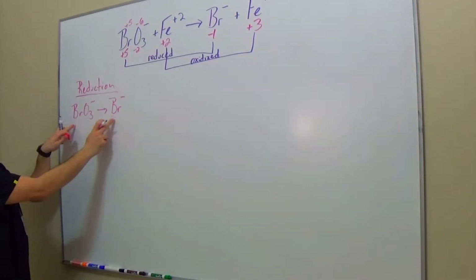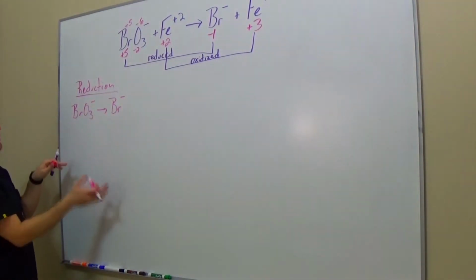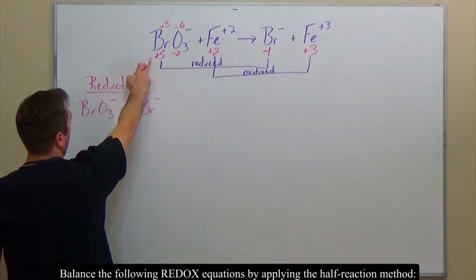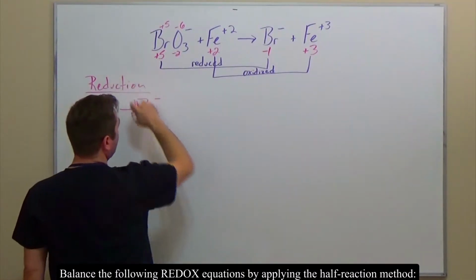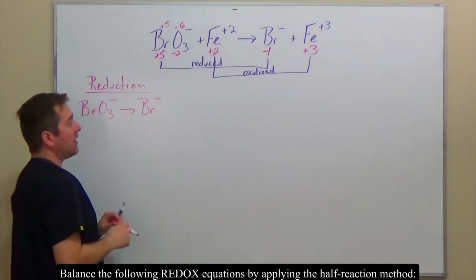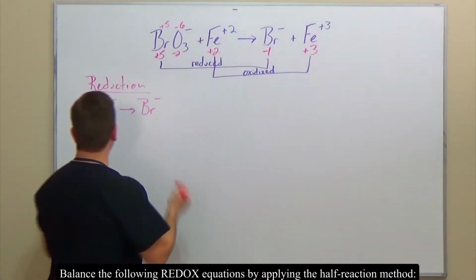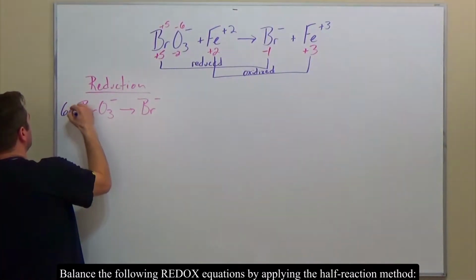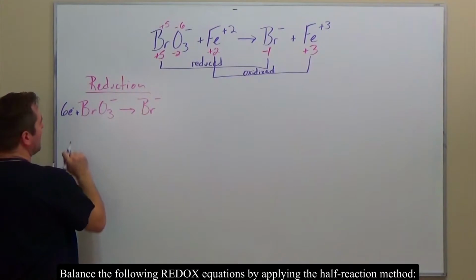Check to make sure that your bromines are balanced, and they are. Now we need to add electrons. Which side is more positive? Obviously this side, +5. How many electrons do we need to add in order to bring it to -1? Well, the answer is 6 electrons. 6 electrons need to be added to that side.